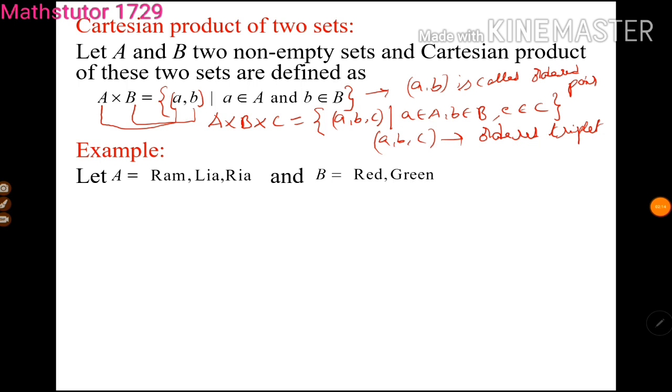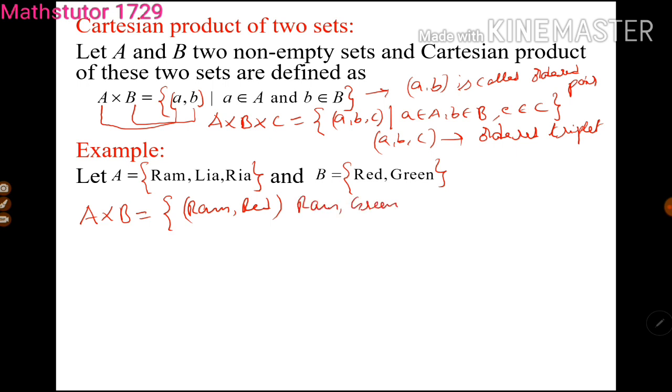Now, an example. Let A be the set of elements Ram, Leah and Ria, and the set B having elements red and green. Now, write the Cartesian product of these two sets. A cross B equals, now write all the possible pairs. Here Ram and red is one pair, Ram red, and also Ram is associated with green, so Ram green is another pair.